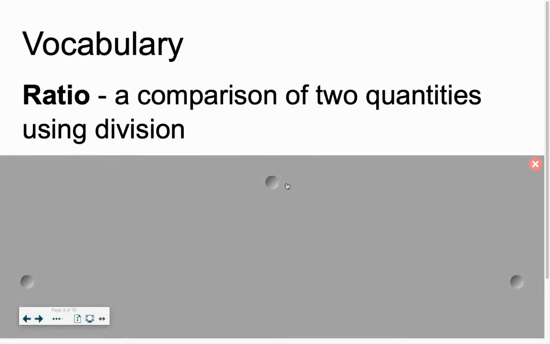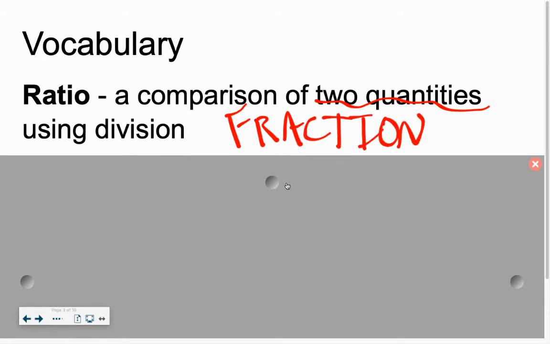A ratio is a comparison of two quantities using division, aka it's a fraction, but the important part that we need to see here is that it compares two. So when we talk about a ratio, we're using two numbers. Everyone say two. If we're talking about a ratio, you need two numbers, no more, no less.